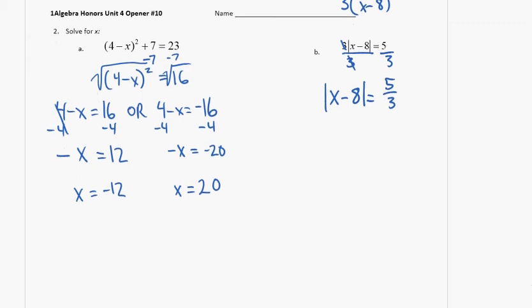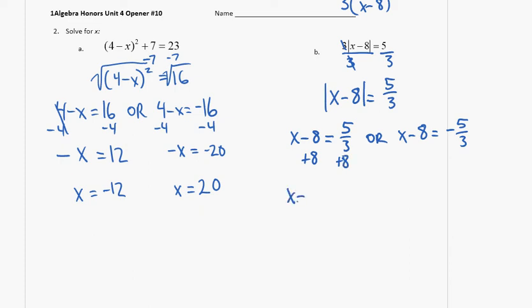Alright, well, now that I've isolated the absolute value, I'm ready to write two separate equations in order to get rid of that absolute value. So I'll have x minus 8 equals 5/3, or x minus 8 equals negative 5/3. And again, if you're not quite seeing why I'm doing this with a positive and a negative 5/3, take a look at openers number 8 and 9 from Unit 4, and that should help clear it up. So in any case, I'm now just going to try to get this x by itself, and since this 8 is being subtracted, I will have to add 8 to both sides.